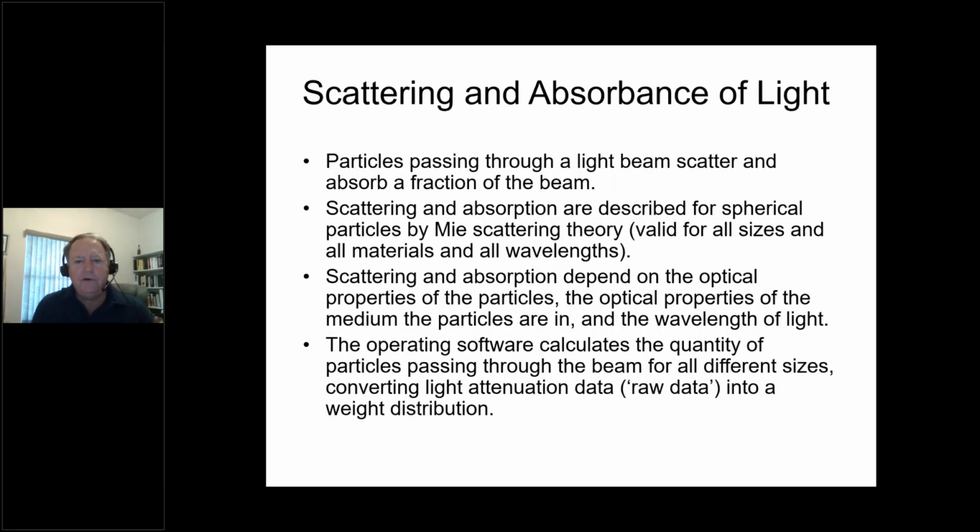Okay, once we've measured the size of the particles, we need to quantify how much is there, and the way we do that is by using a light beam. As the particle passes through, the beam is scattered partially, and we see a reduction in beam intensity and absorption fraction, and that is used to calculate the quantity. Now, this is all done based on scattering theory.